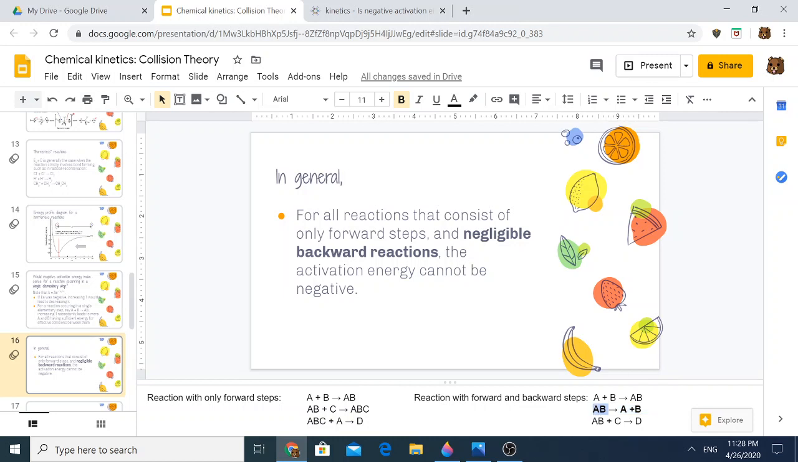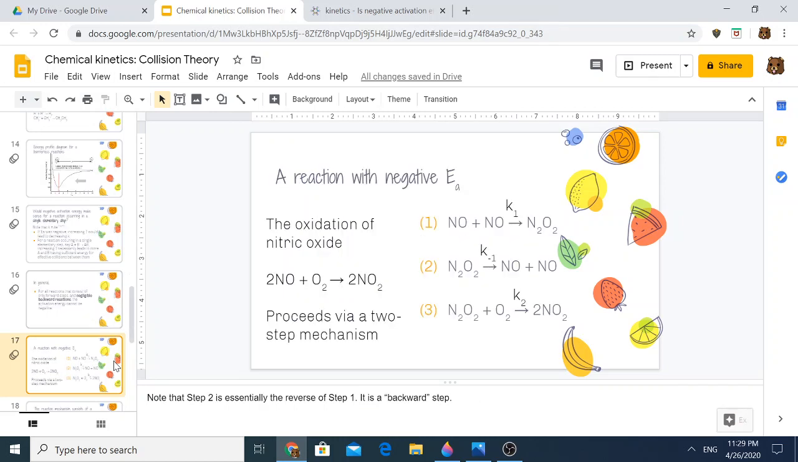Because of this backward step, the activation energy is no longer so trivial, and I will show you later that it is actually possible for multi-step reactions with backward steps that are significant to have a negative activation energy. It may sound a bit confusing now, but I will demonstrate for you later with an example. In fact, it's the next slide.